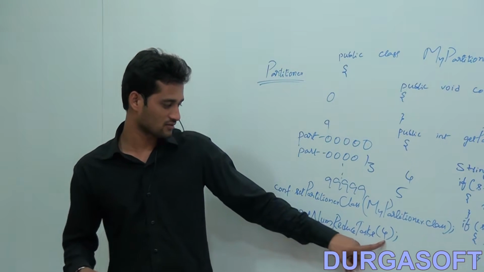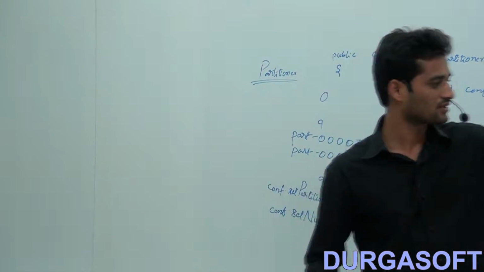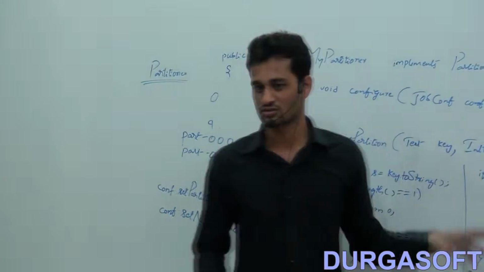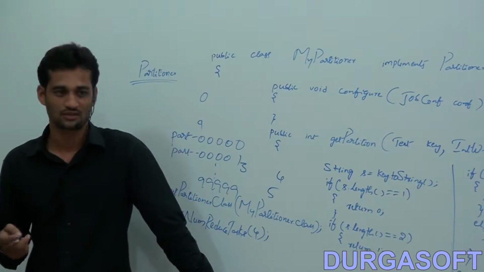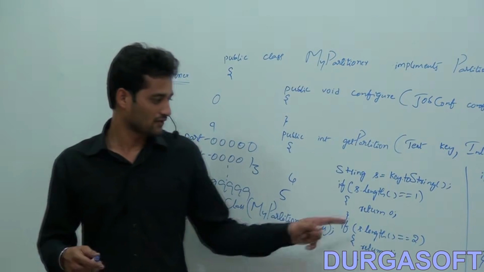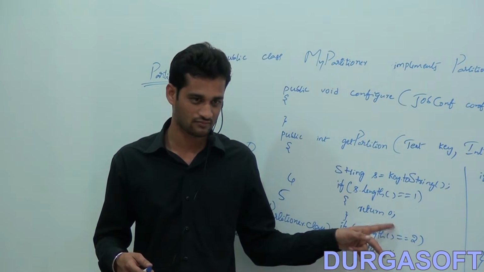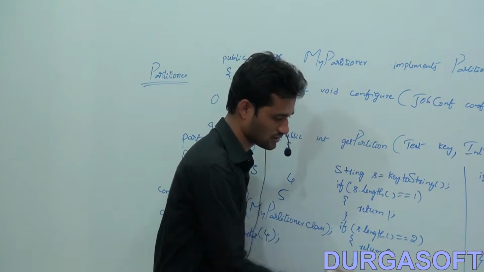Once you are filling up set num reduce tasks as 4, this 4 will be initialized in this method, so that this partitioner class can easily identify how many reducers you are working with, so that it can return those values to different reducers. Suppose I am giving 1 here, now what will happen? If I am taking 0 here, what will happen now?